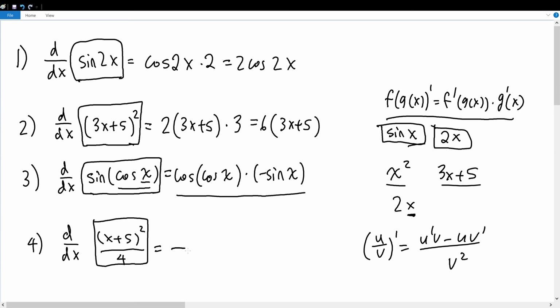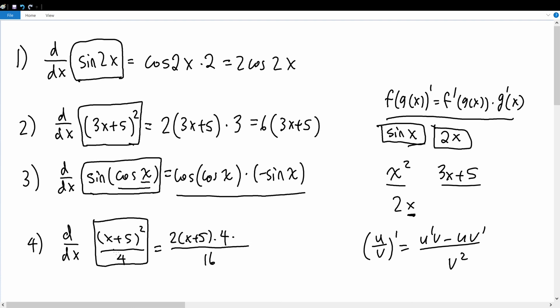Hence, what is v? v will be 4 in this case, hence v squared will be 16. And u prime, which is x plus 5 squared prime, will be 2 times x plus 5 times 4, minus x plus 5 squared times 4's derivative. But the constant's derivative is 0, so we don't need to write anything. And then we must multiply this by x's derivative. But x's derivative is 1.